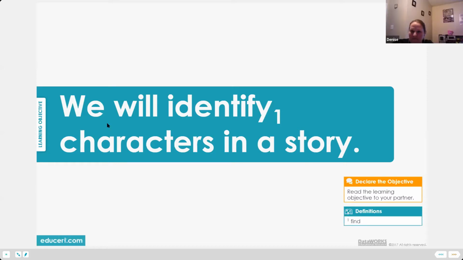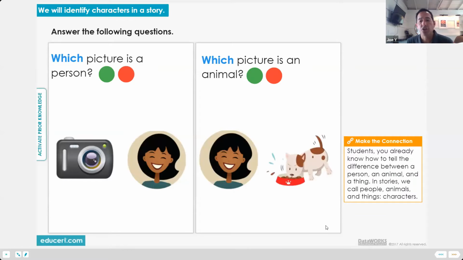Now let's try to put that whole sentence together. My turn. We will identify characters in a story. Now read with me, please. We will identify characters in a story. Very nicely done. Okay. So also to keep in mind, we're not going to track with me, read with me, everything to our students, because then we would lose the focus of our lesson.